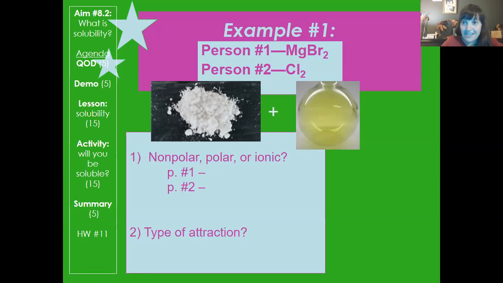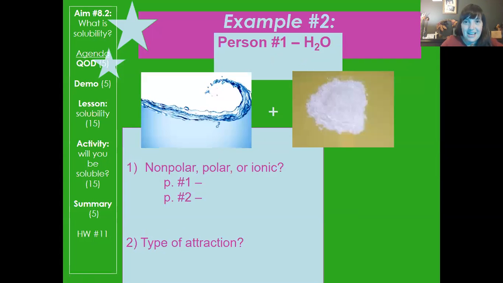All right, let's have you try example 2. So person 1 is water. Person 2 is lithium fluoride. What do you think? Will they make a solution? So person 1, water, that's polar. Person 2, lithium fluoride, metal and nonmetal, that's ionic. Polar and ionic do go together, and their type of attraction will be ion dipole. Ion dipole. So that would make a great solution.